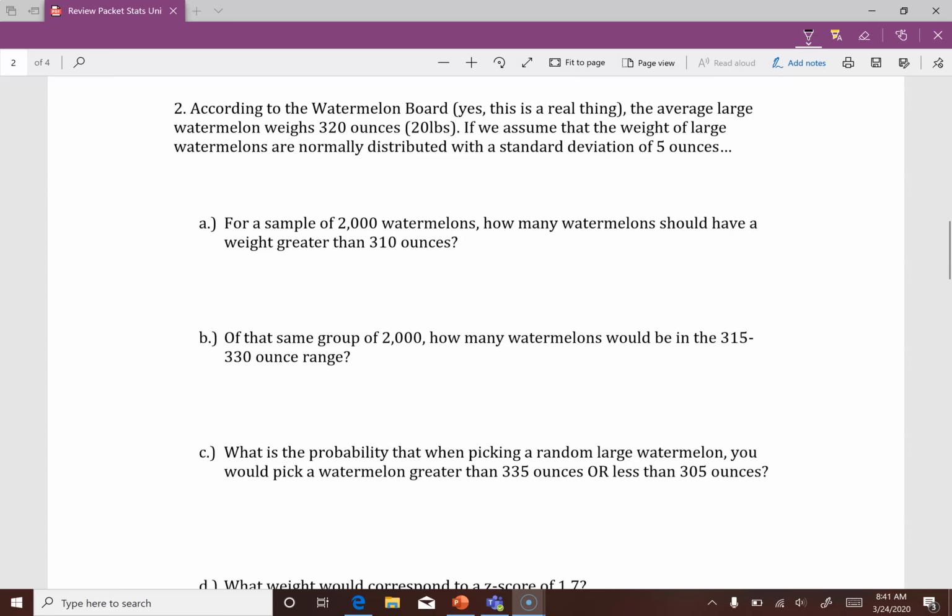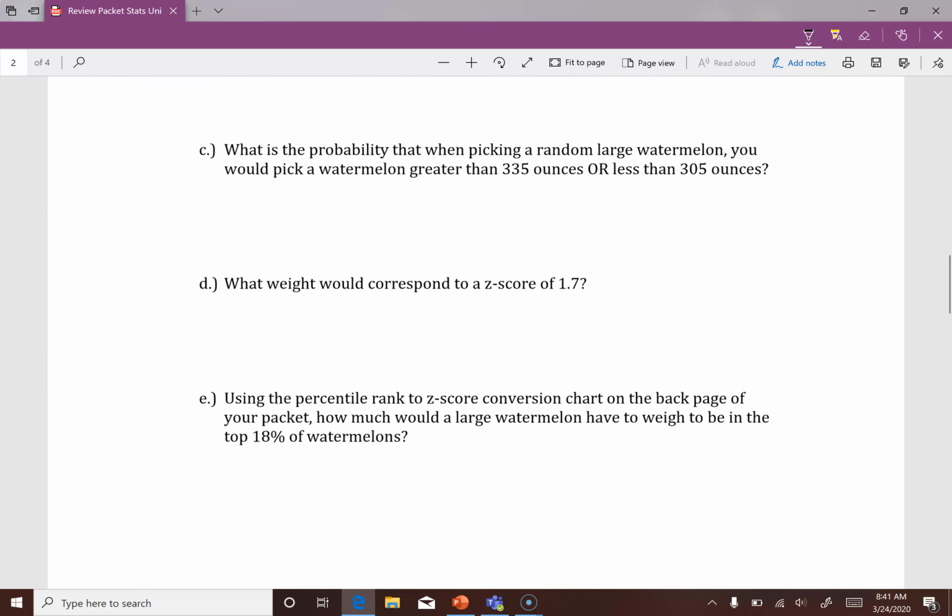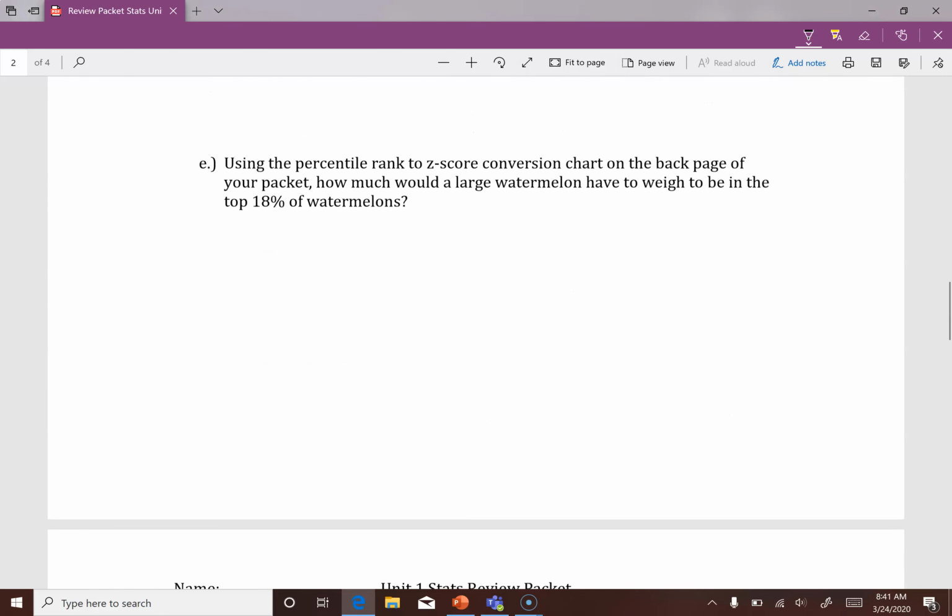All right, page 2. We're basically told that we have an average watermelon weight of 320 ounces that's normally distributed with a standard deviation of 5 ounces. So what I do is I come down here and I draw my normal distribution curve. All right, so that's going to look like that. Okay, we were told that my average is at 320.